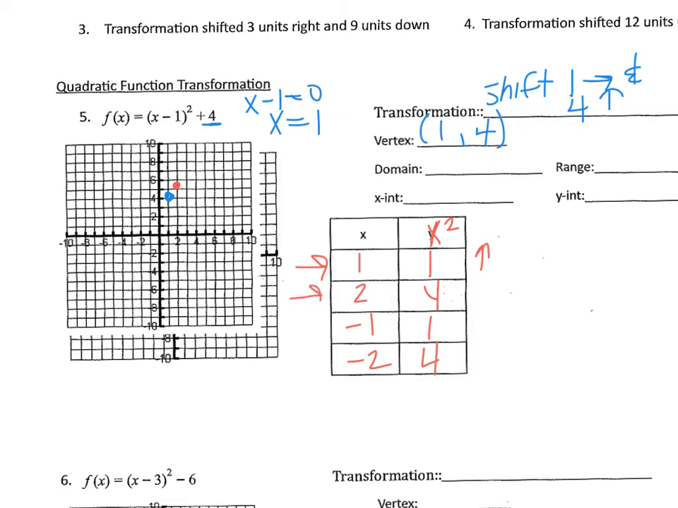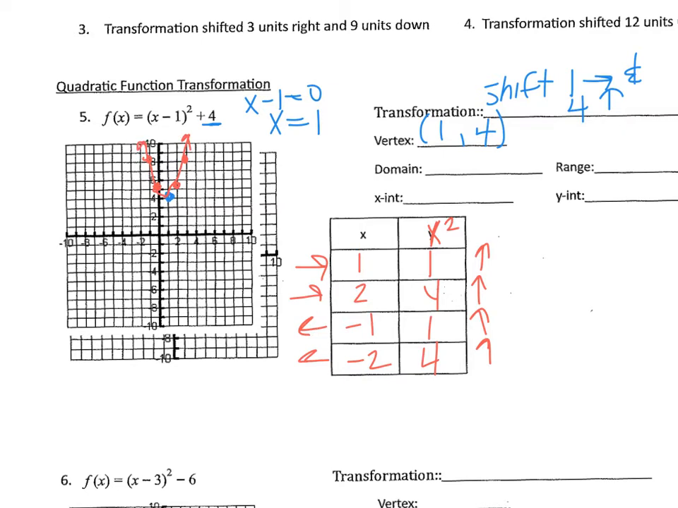Then we're going to go right 2 and up 4 from the vertex again. So start at the blue dot, go over 2 and up 1, 2, 3, 4. So we're about right here. Then we're going to go left 1 and up 1. And then we're going to go left 2 and up 4. So that would go left 2 from the vertex and up 4, which would be right here. So your graph would be more of a curve.